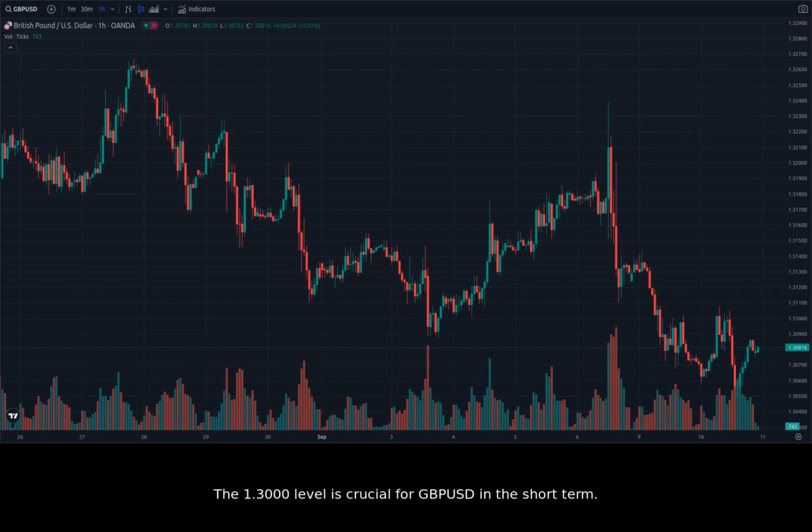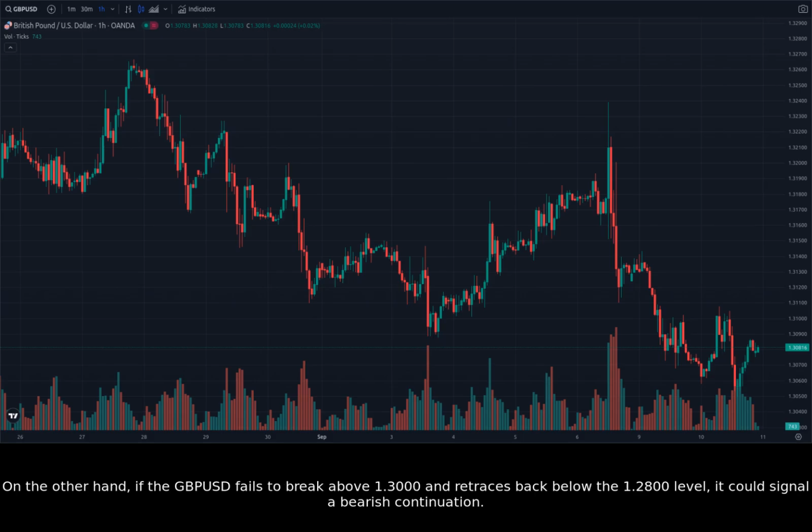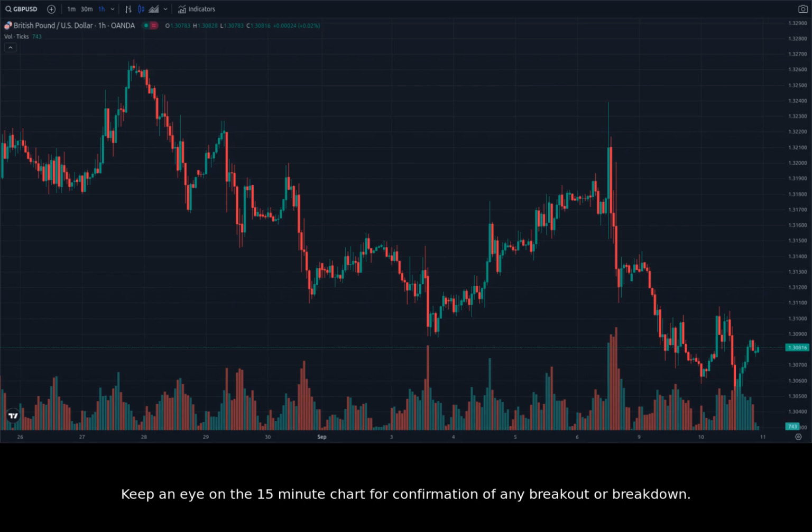The 1.3000 level is crucial for GBPUSD in the short term. If the bulls can successfully break above this resistance, it could lead to a significant rally. We need to see a strong bullish candle close above this level to confirm a breakout. On the other hand, if the GBPUSD fails to break above 1.3000 and retraces back below the 1.2800 level, it could signal a bearish continuation. Keep an eye on the 15-minute chart for confirmation of any breakout or breakdown.